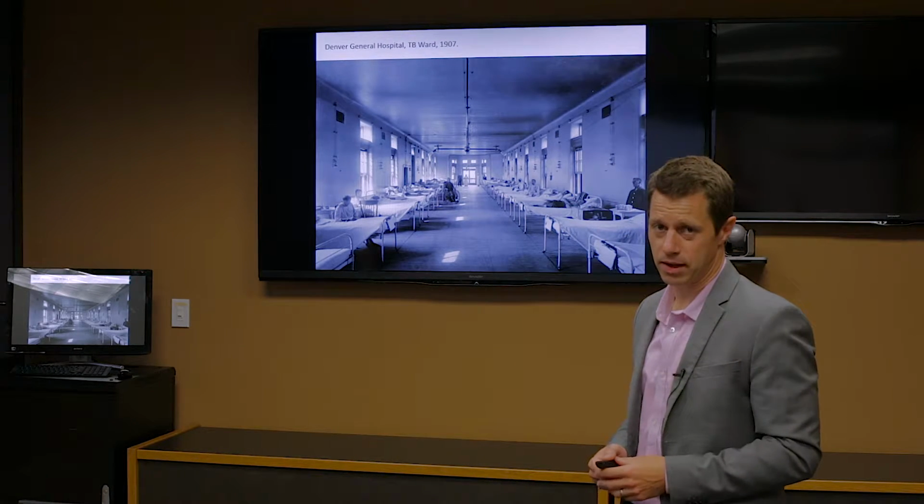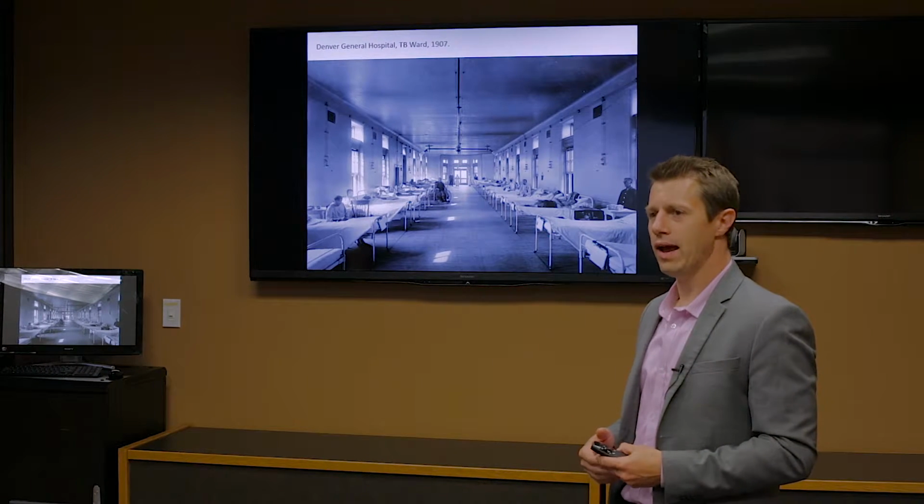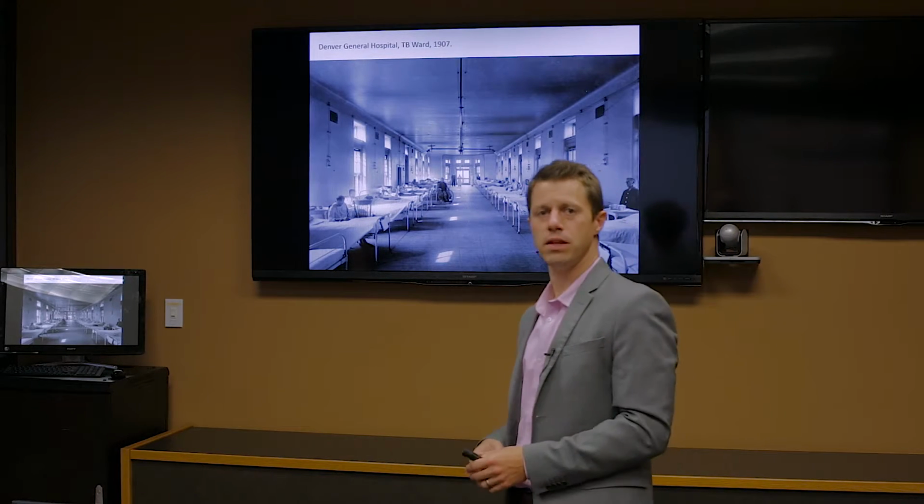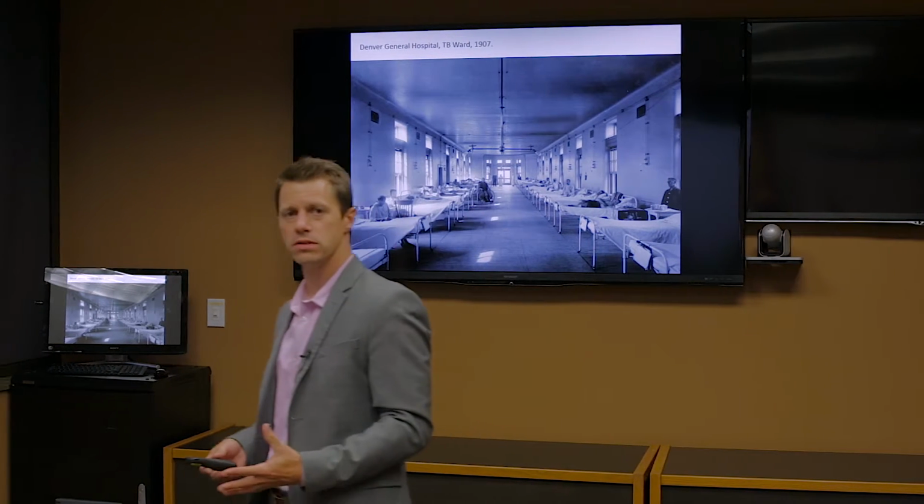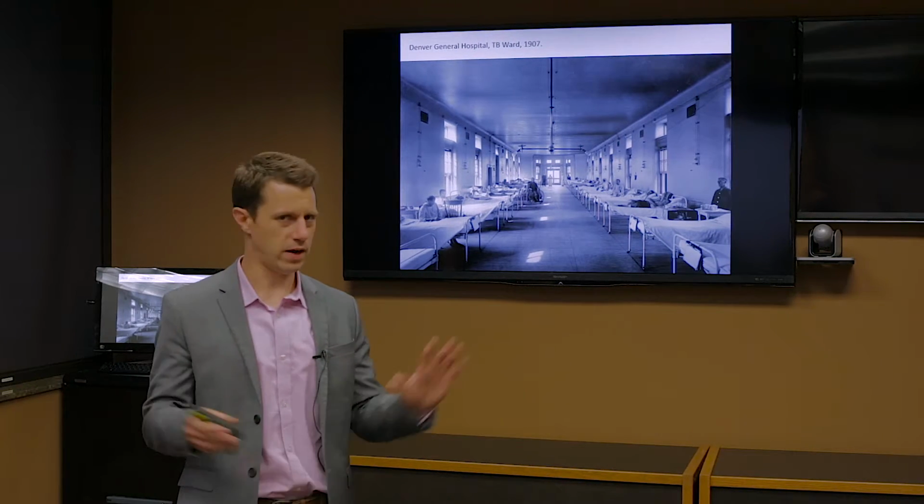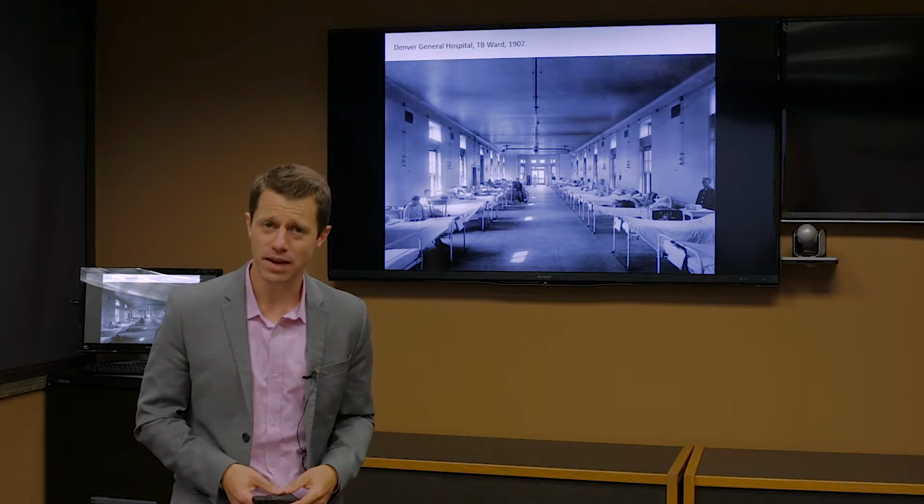That's not what was happening in 1907. In 1907, we had a different metric. We had something much more similar to India in the US. We had problems with tuberculosis and infectious disease. And this is a picture from Denver General Hospital, I just found it online, of a tuberculosis ward in 1907.